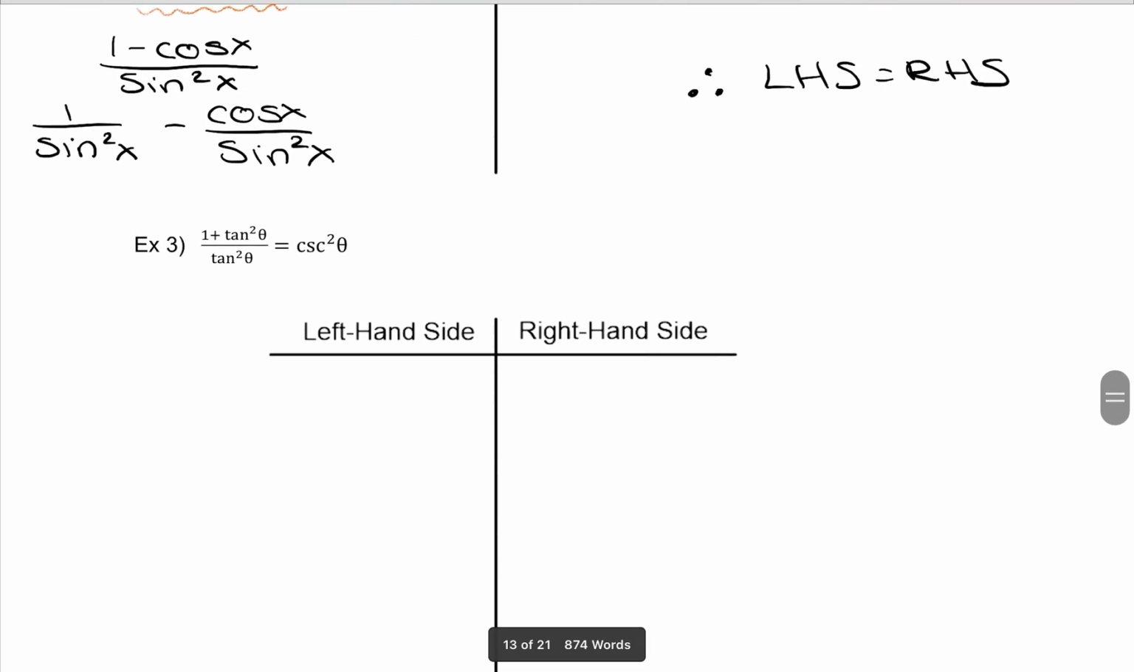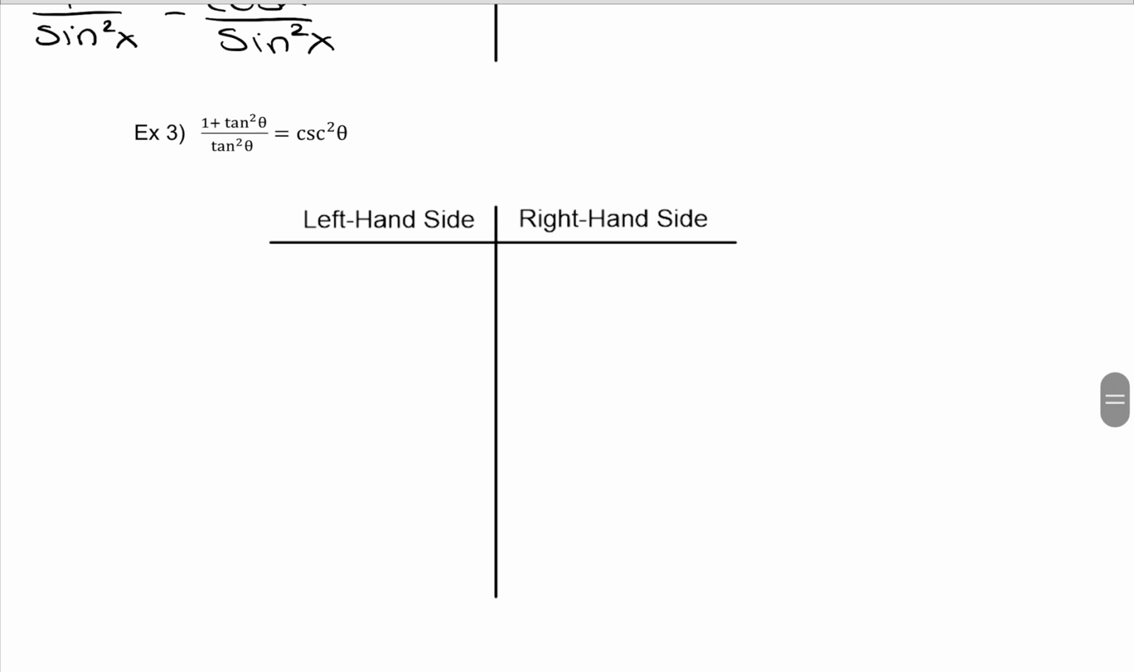All right, example 3. So I'm definitely going to want to work with the left-hand side here because I can tell that it's much more complicated. The right-hand side does not have much going on. So I'm going to start with the left side. And as soon as I notice that I'm working over a monomial, I'm just going to split up this division. 1 over tan squared theta plus tan squared theta over tan squared theta.